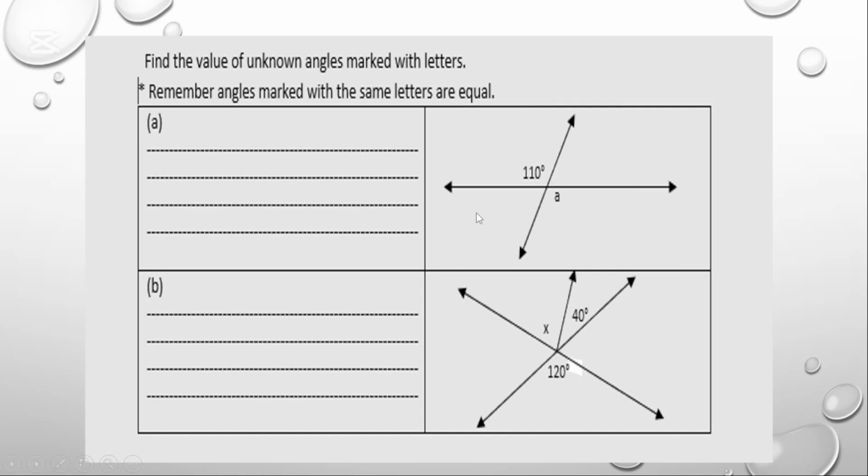You can see these two lines intersect. Vertically opposite angles are equal. In this case, these two lines intersect. So 120 and that angle are the same. They are vertically opposite. X plus 40 is vertically opposite 120 degrees. You can work it out.